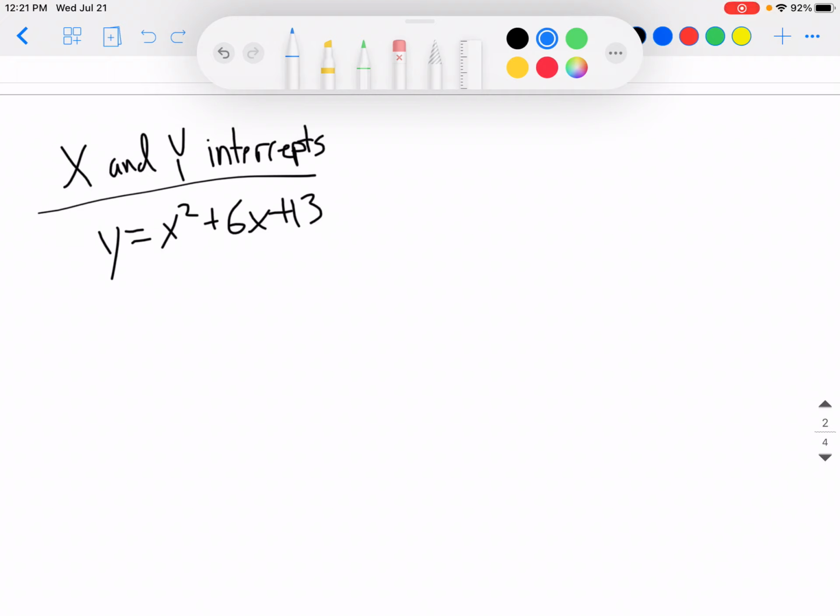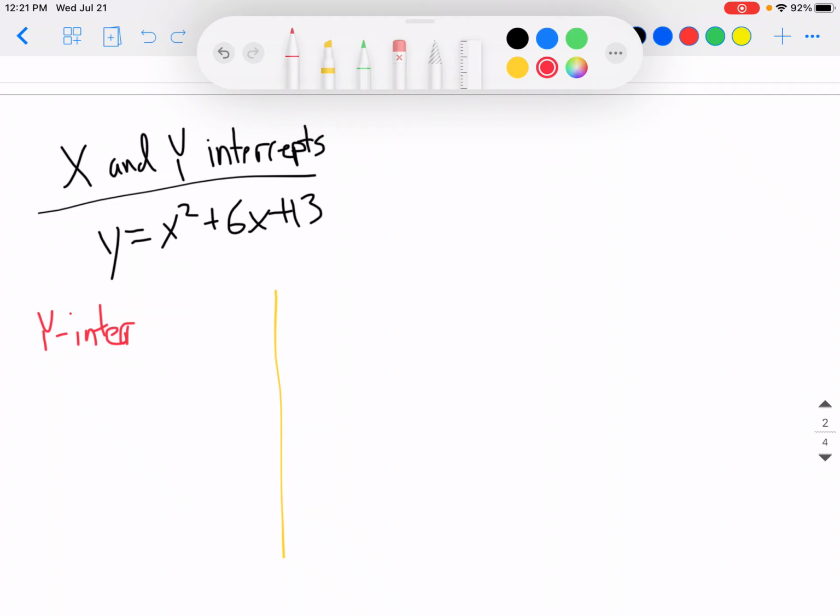Hello and welcome to this video where we're going to find the x and y intercepts of this parabola. y equals x squared plus 6x plus 13. Now, we're going to start off by drawing a line in the sand to talk about both of the different intercepts. The y-intercept is the easiest one to find, so we'll start off with that.